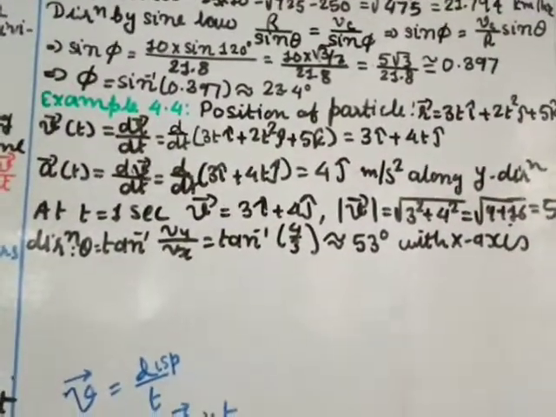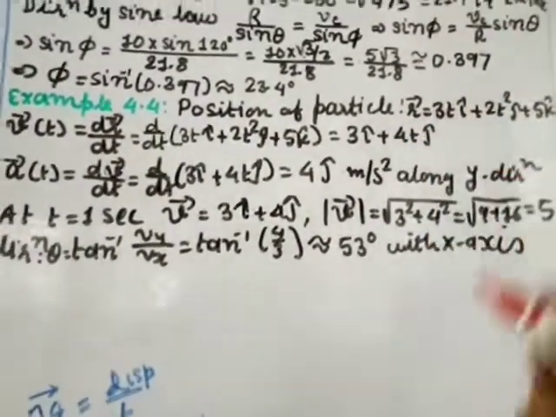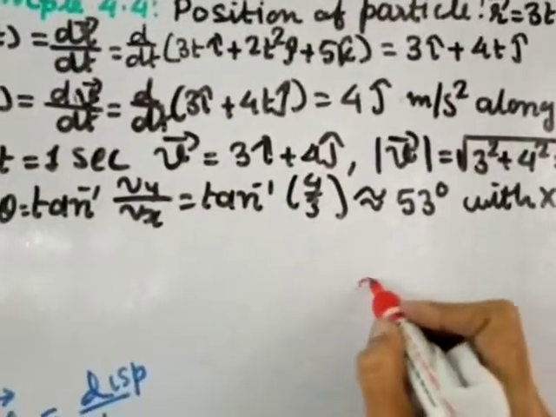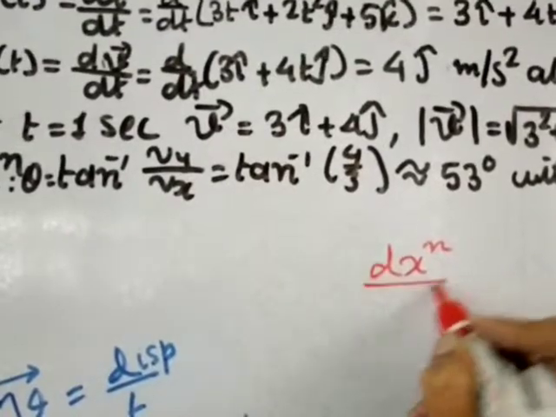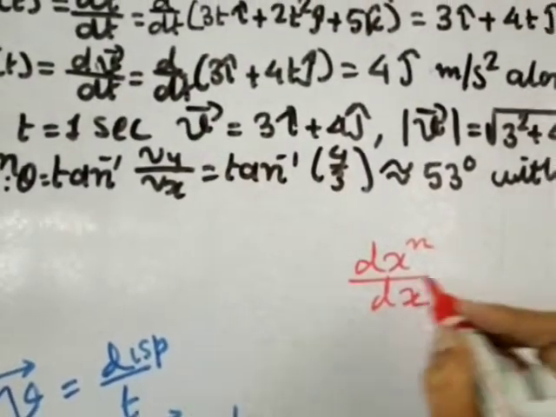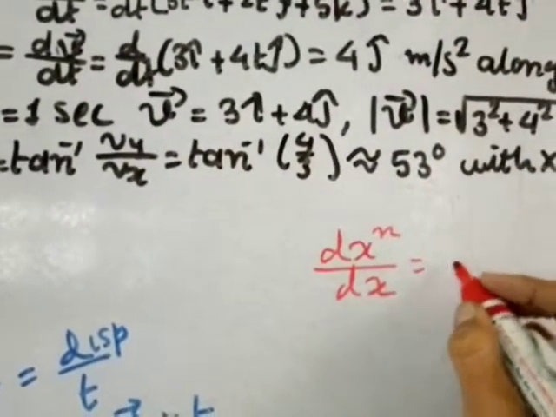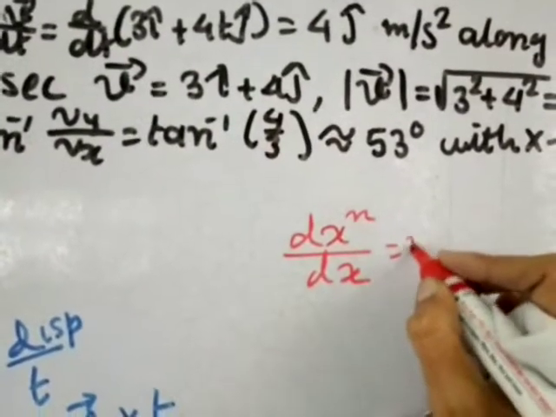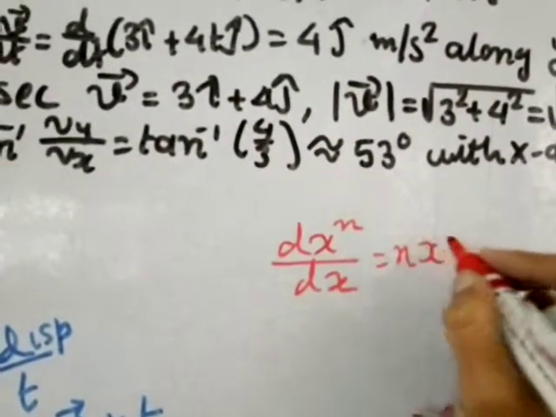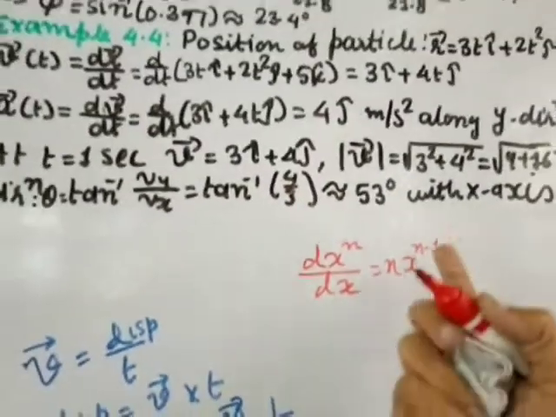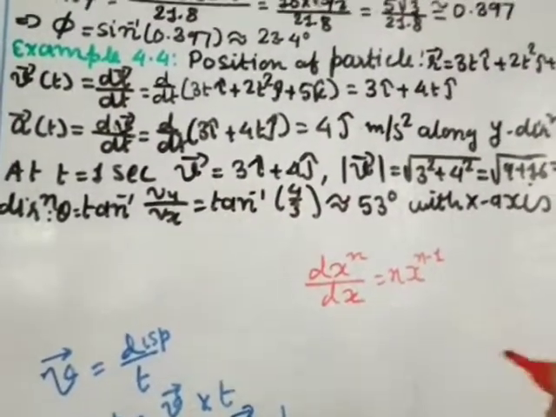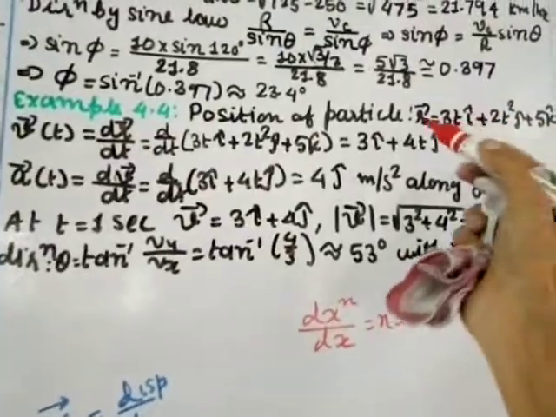So for the derivative, I'll give you the formula I'm going to use. Suppose you have x to the power n. This is a standard result. When I differentiate x to the power n, the derivative is n times x to the power n minus 1, the power decreased by 1. So that is the formula for the derivative.